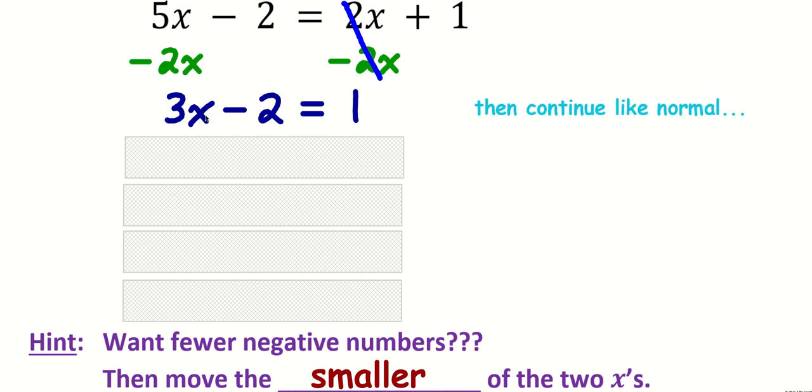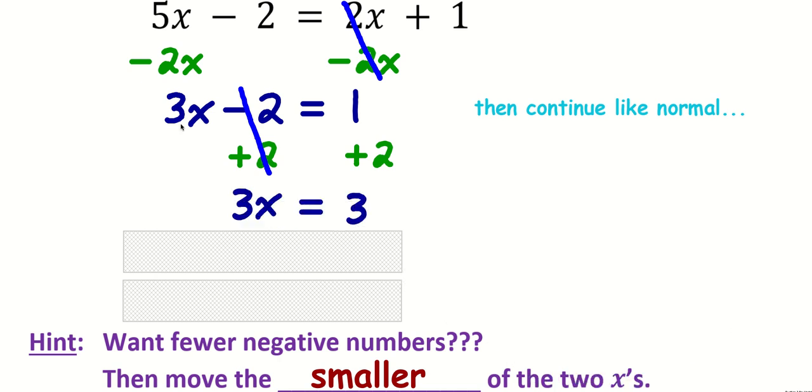Now that we only have x appearing one time on one side, we can work on getting that variable all by itself. We don't want this left side to say 3x minus 2. We want it to just say x. We want to end up with x equals whatever, and that's going to be my answer. Just like last chapter, we now add 2 to both sides to cancel that out. Now the left side is just the 3x, and the right side is 3.